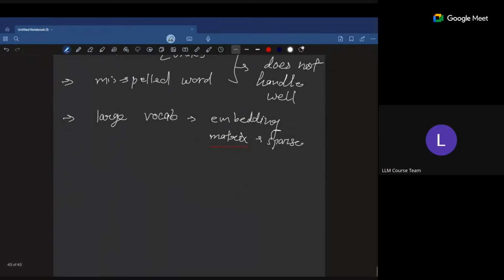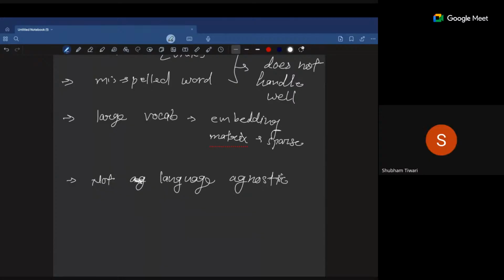Another issue with word level tokenization is that they are not language agnostic. Why are they not language agnostic? Can you think of languages where you will fail to divide the text into different words?